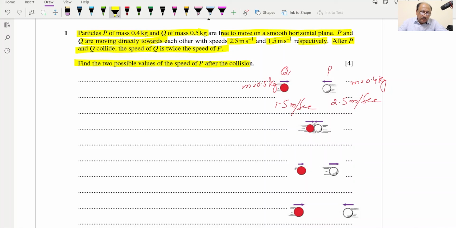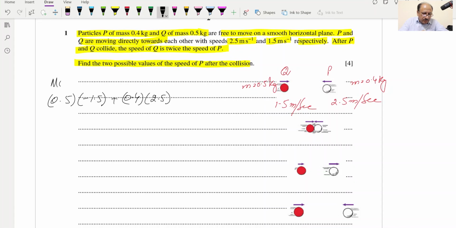So momentum before collision will be 0.5. This will be the mass m1, and v1 will be, we can take right side as negative direction, so minus 1.5, plus the momentum of the other, the mass will be 0.4, multiplied by its velocity, 2.5. So this will be the momentum before collision.